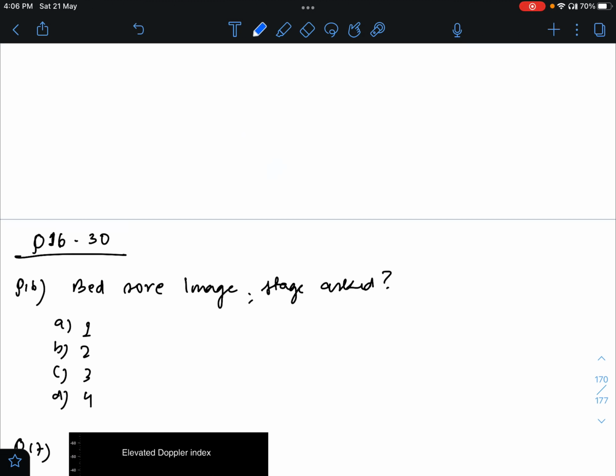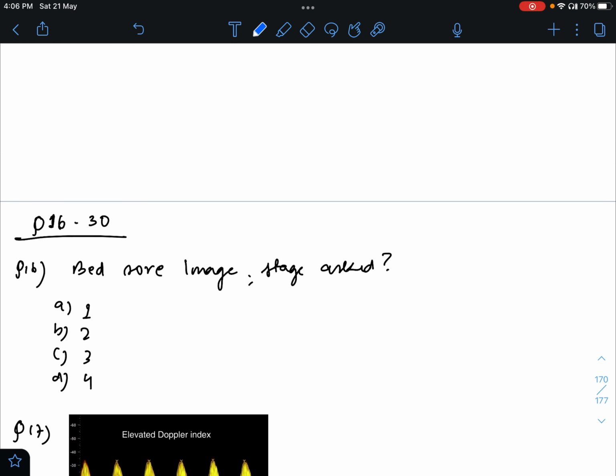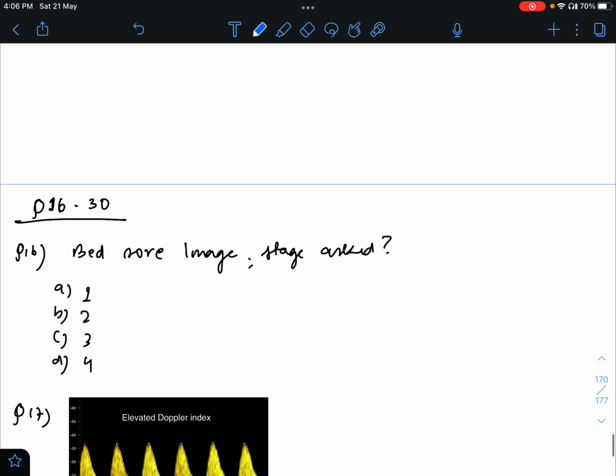Welcome back, guys. Let's discuss the next set of questions from question number 16 to question number 30. There was an image given of a bed sore, and clearly in that image, you could see the muscle as well as the fascia. They were asking the stage, so it should be stage 4.